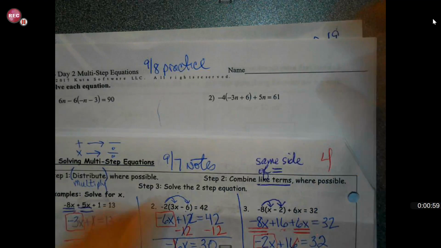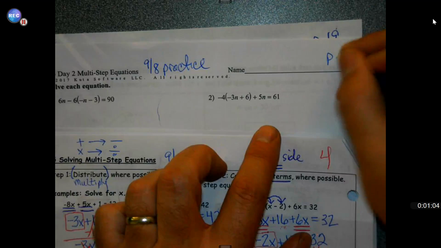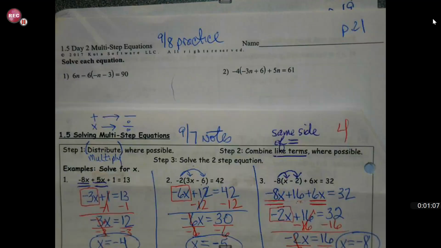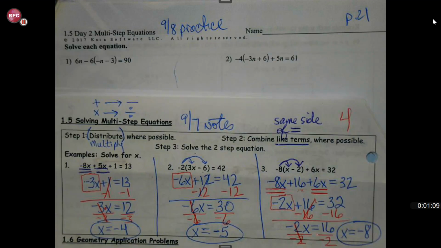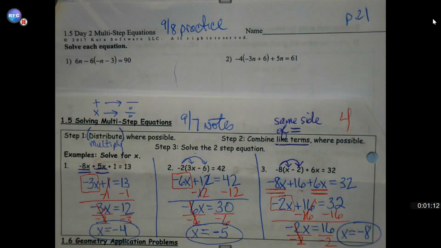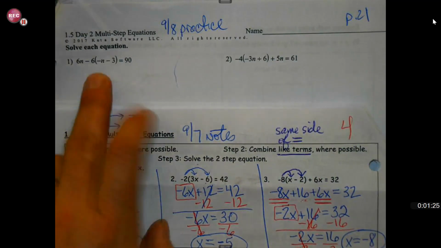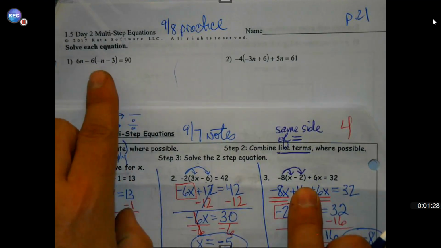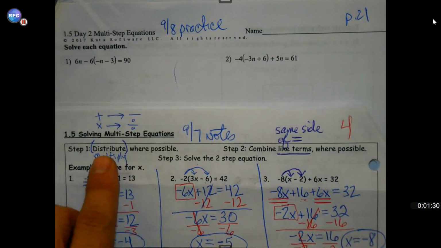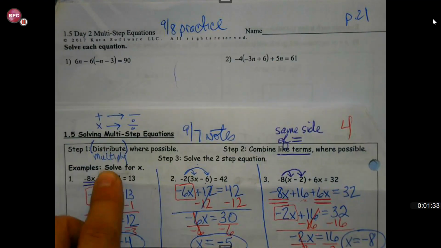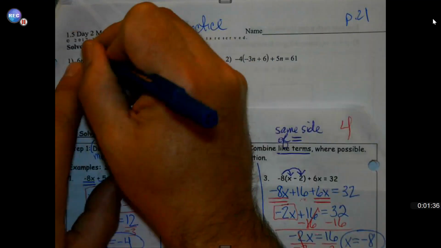So, multi-step, I believe we are now over to 21 and 22, I remember. I don't know why mine was not numbered. This must have been an early copy that I have here. And so, as we start to peek at some of these, again, we kind of look through and go, okay, let's see, what does this look like? It kind of looks like this one. Let's see here. So, step one, distribute, multiply, where possible.